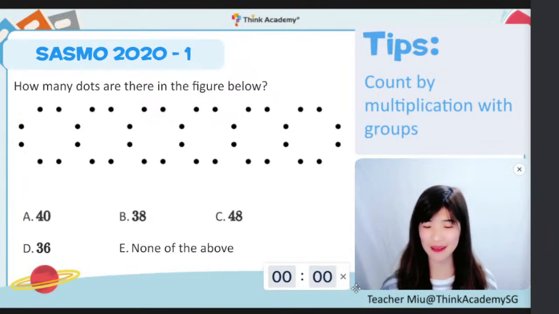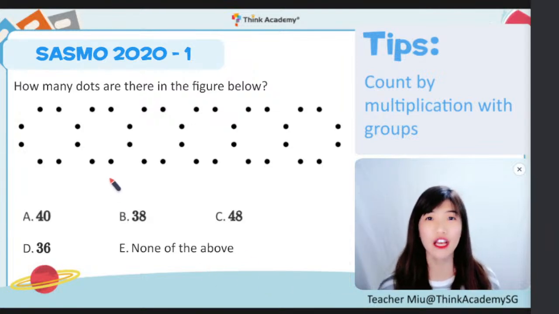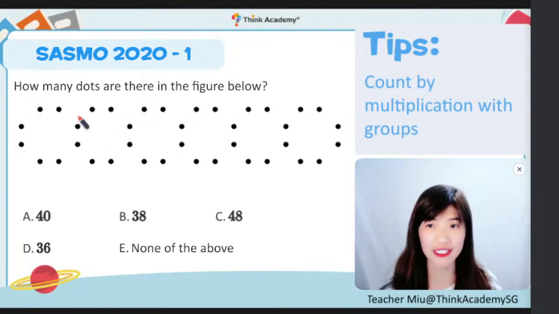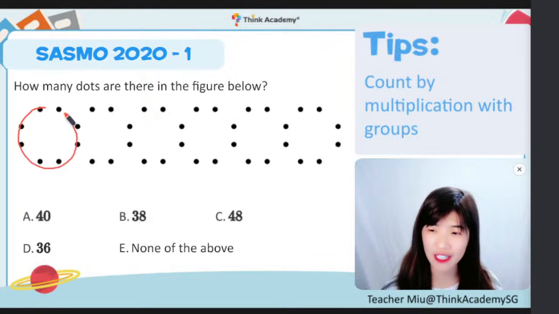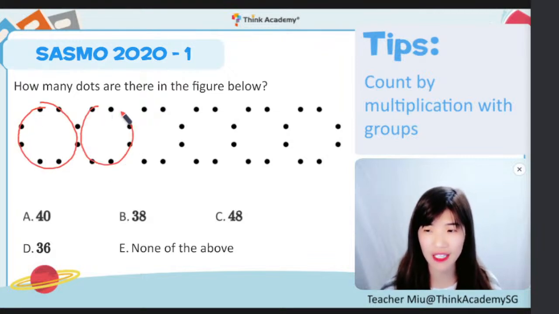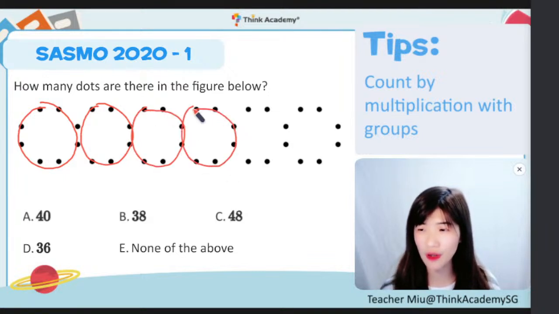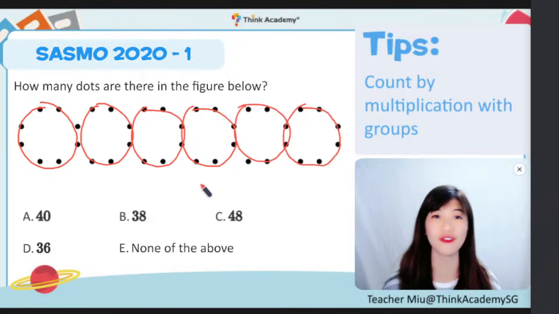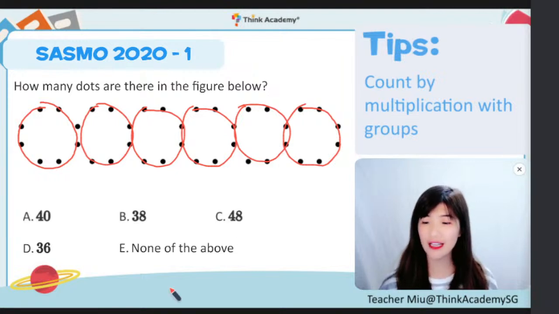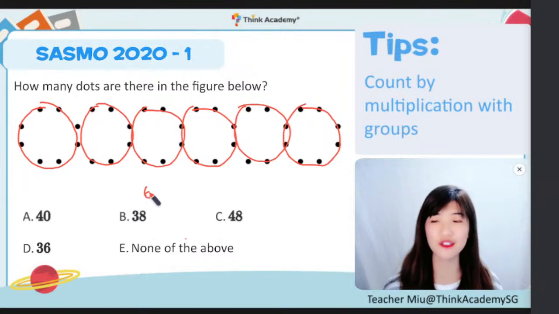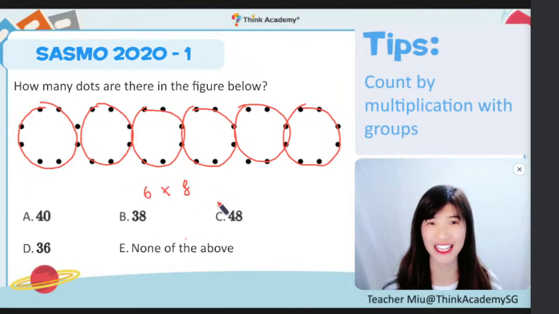Okay, time's up. So now let's try this one. For this question, it's very obvious that it's following a pattern. We can see 1 circle with 8 dots, 2 circles with 8 dots, 3 circles with 8 dots, and then 4 and 5 and then 6. So there are 6 circles of 8 dots. So we can just try multiplication with groups, right? So you can say, 6 groups of 8. So there are 48. Am I correct?